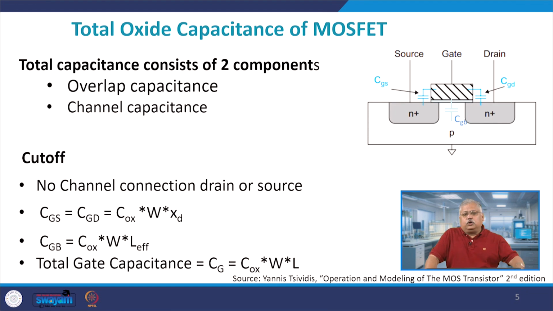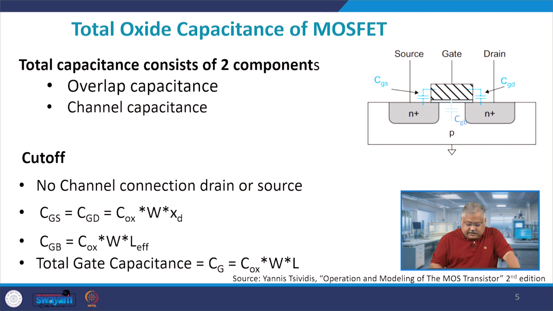So let us now come to the total capacitance. Now I told you that overlap capacitance and channel capacitance, two components are there, and we will go one by one looking at what will happen to the capacitances when you go to cutoff, saturation and accumulation. Let us go one by one.